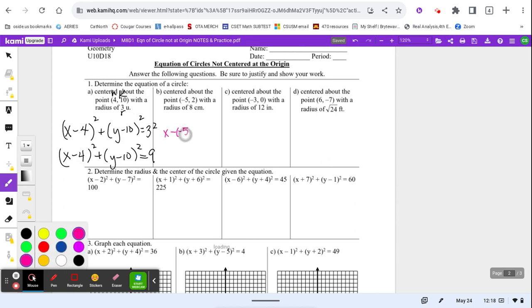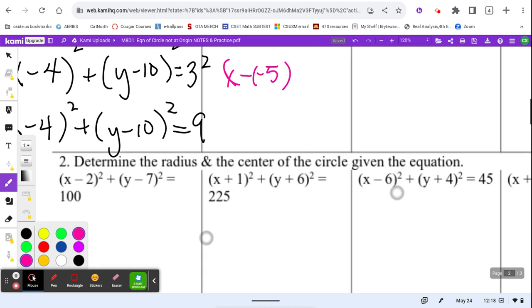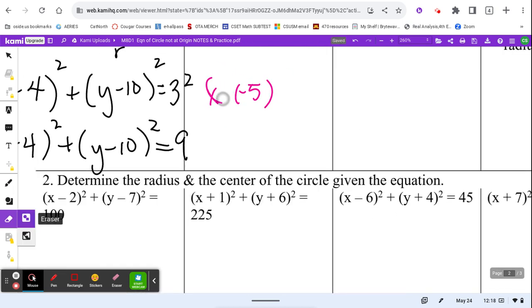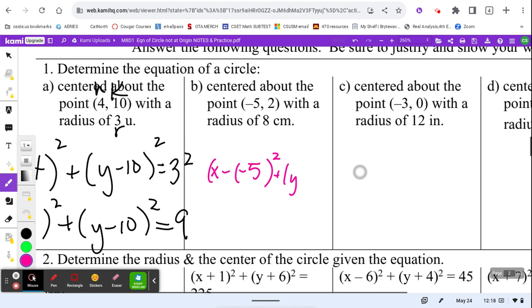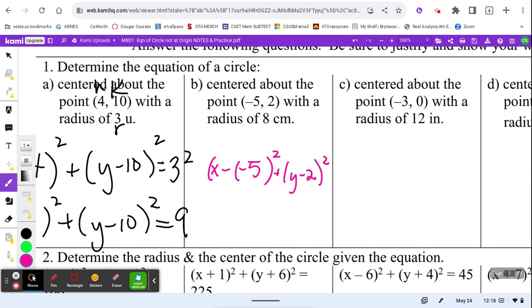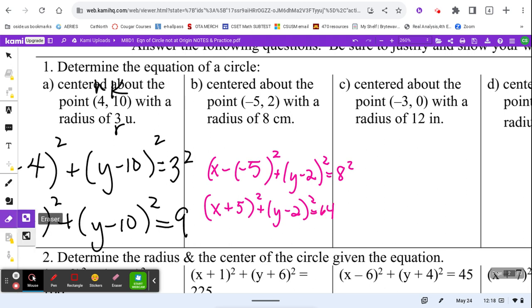X minus a negative 5 is going to end up turning into positive 5. Remember how it makes an opposite sign. Y minus 2 squared is equal to 8 squared. And again, do you want to jump straight into x plus 5 squared, like you get y it switches, and straight into the 64 instead of doing one step and then a second step?